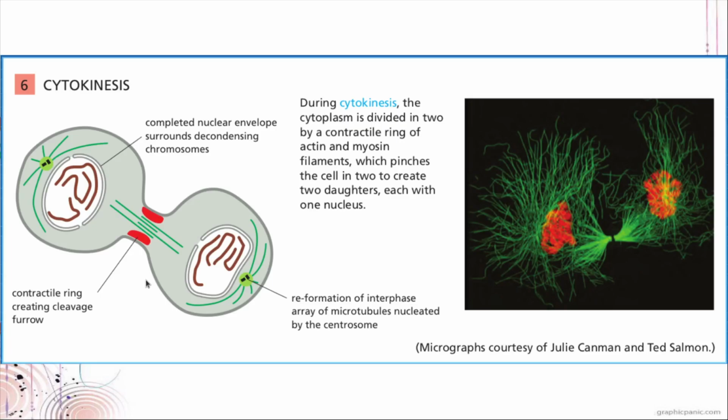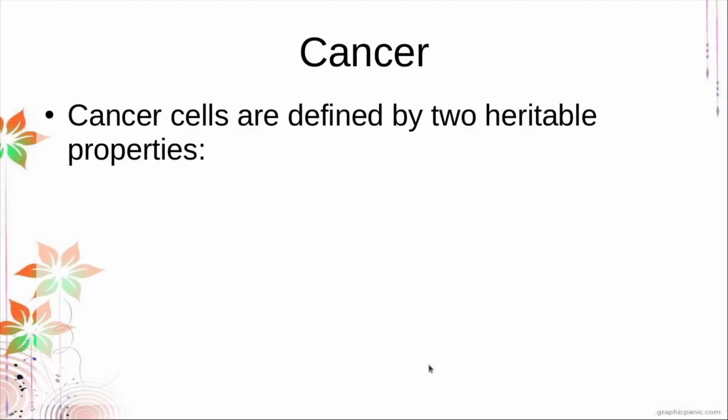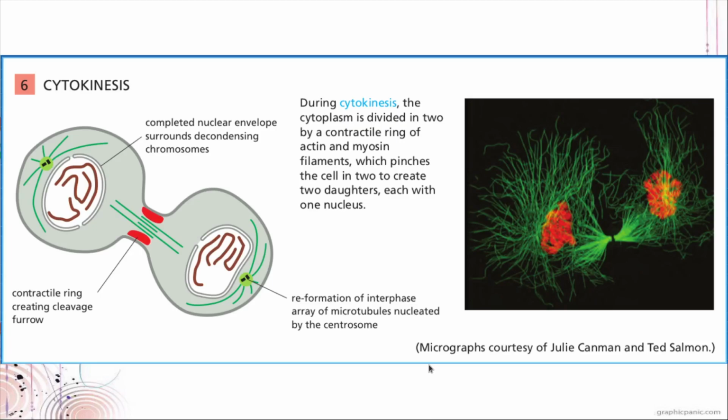So this is cytokinesis. Mitosis refers to the division of the nucleus, basically the division of the chromosomes between the 2 daughter cells, whereas cytokinesis is the actual division of the cell as a whole. During cytokinesis, the cytoplasm is divided into 2 by the contractile ring of actin and myosin filaments, which pinches the cell into 2 to create 2 daughters, each with 1 nucleus. And then you have the reformation of the interphase array of microtubules nucleated around the centrosome. So that is your cell division.